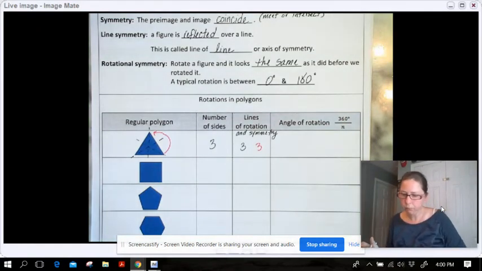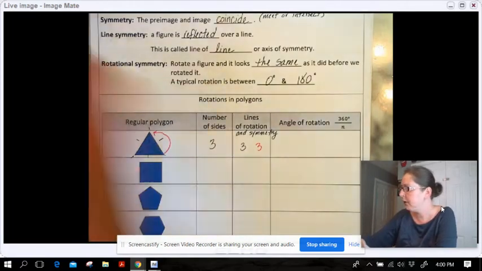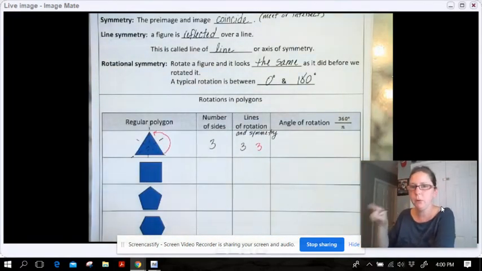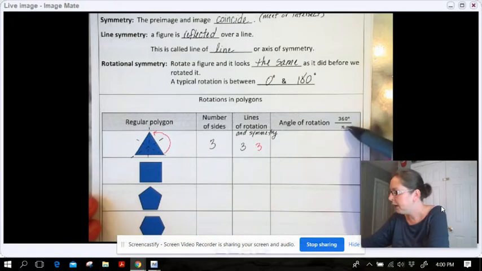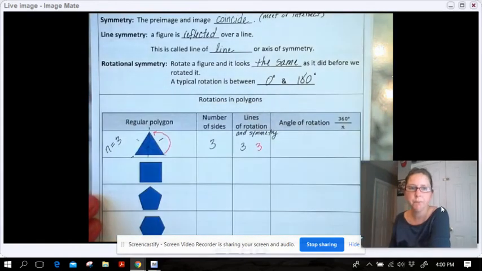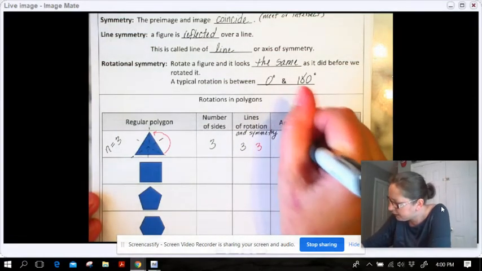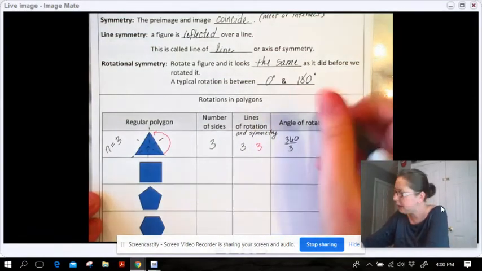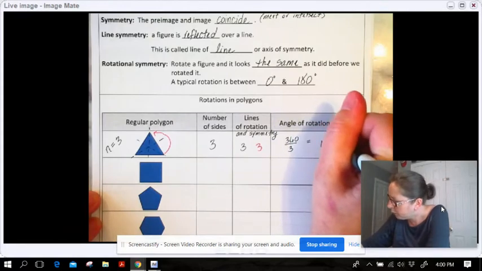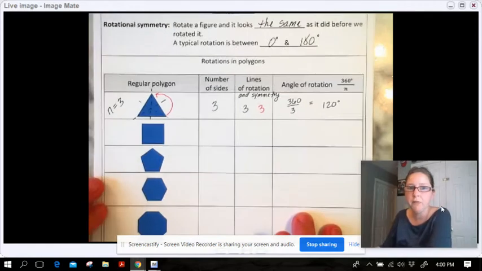Okay. All right, and then the angle of rotation, the way that we determine that is it is 360 degrees, which is all the way around in a circle, divided by n. N is going to be the number of sides in the figure. So here n is 3. So 360 divided by 3 is 120 degrees.